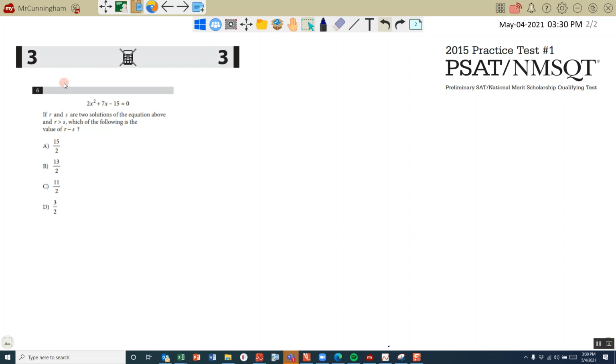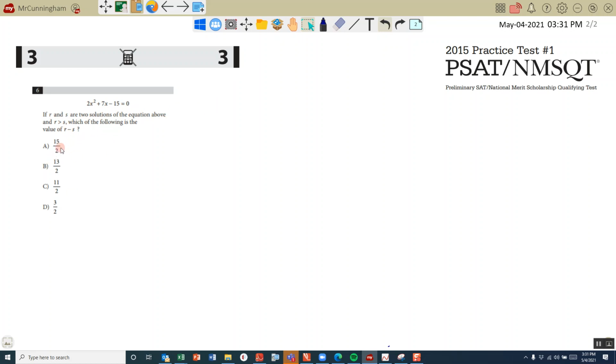Alright, so this is question 6 for the PSAT, which was taken from 2015, practice test 1. It's non-calc. We're given this quadratic, and we're told if R and S are two solutions, and R is bigger than S, then when we subtract them, what value do we get?